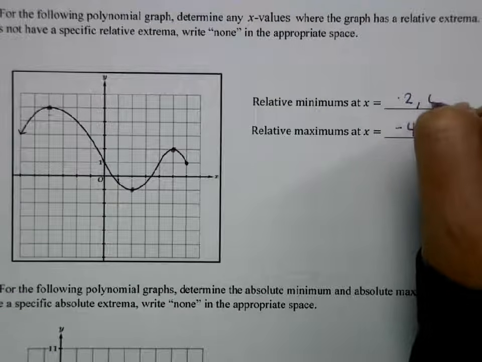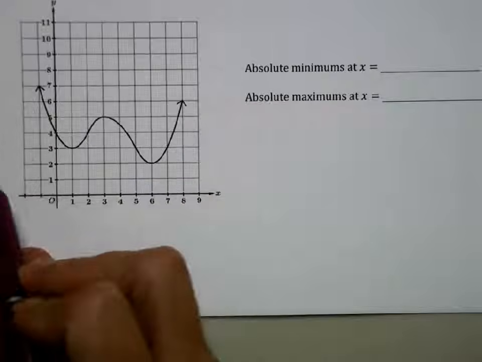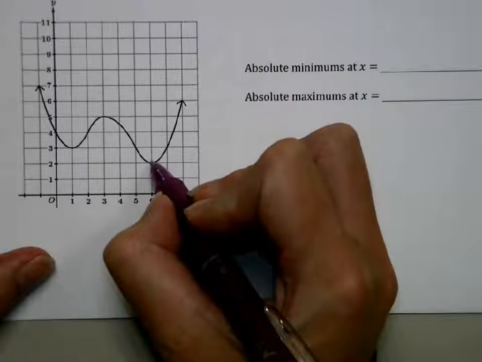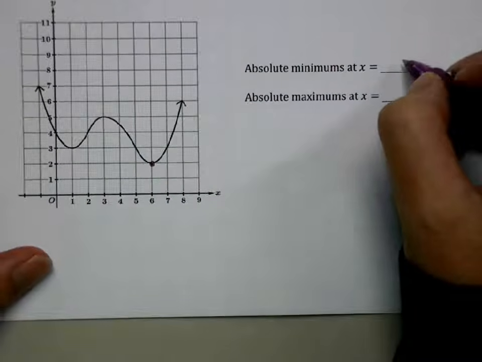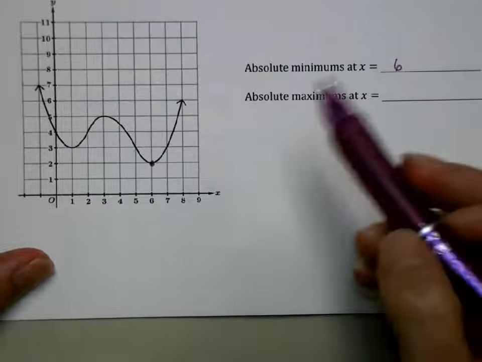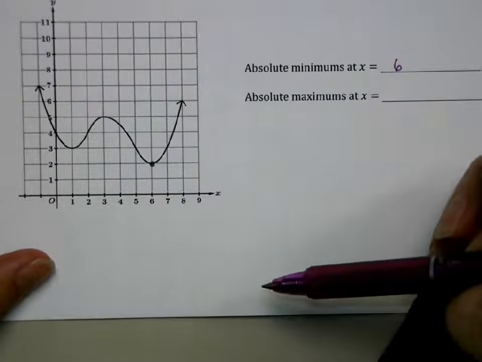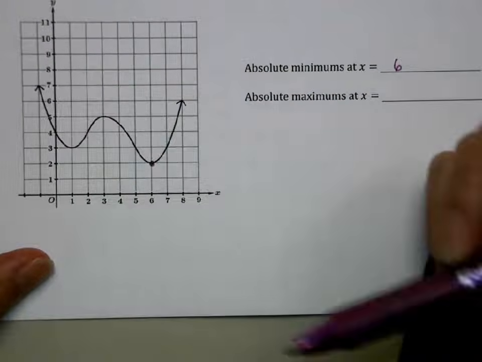Absolute minimums and maximums are the greatest value on the graph or the least value on the graph. So here, the smallest y value I have is right here. So the absolute minimum occurs at x equals 6. For this particular graph, since the arrows continue to show us that the graph increases without bound, that means there's not an absolute maximum on this particular graph.